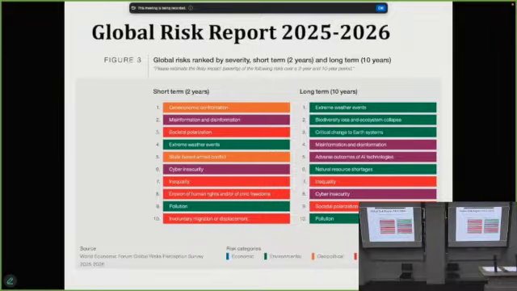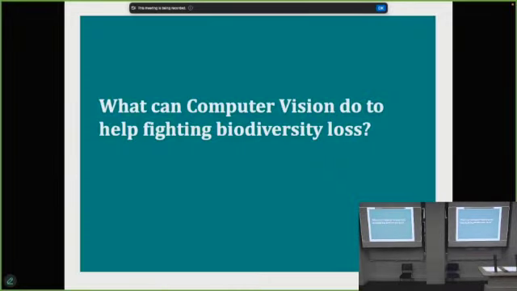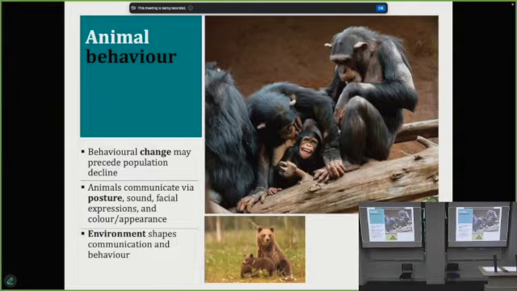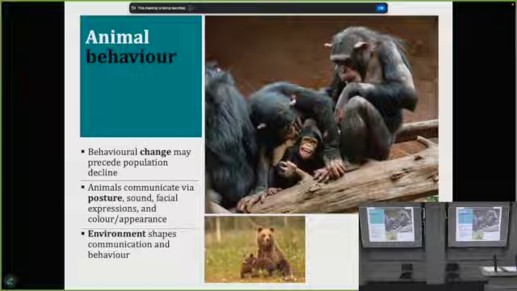And from my point of view, what I ask myself is what can computer vision do to help fight this biodiversity loss and ecosystem collapse? There are many things we can do on various topics and species. What I'm mostly interested in is looking at animal behavior. We know that when we have a behavioral change, this can be an indicator of a population decline. And for articulated animals, studying behavior essentially means looking at animal motion, because many animals communicate a lot with a sort of body language.